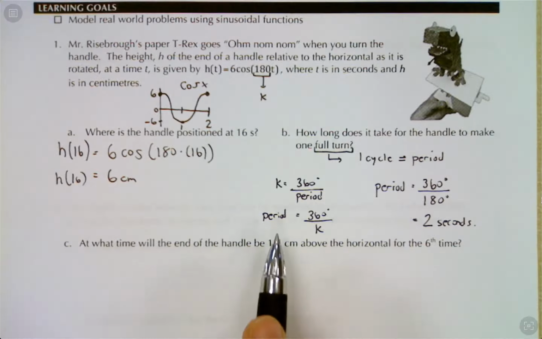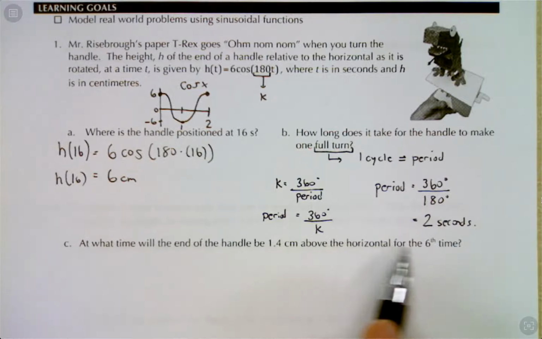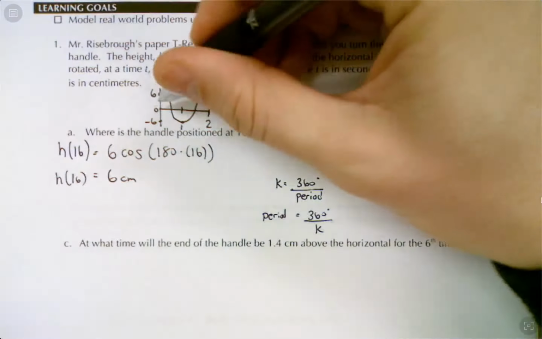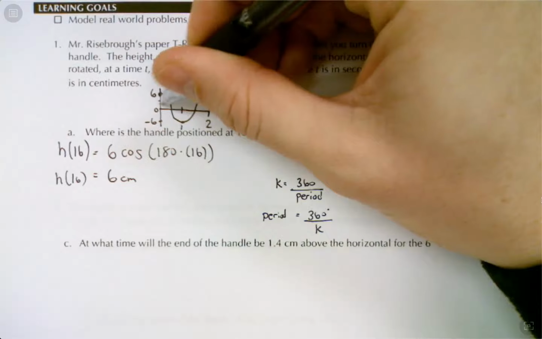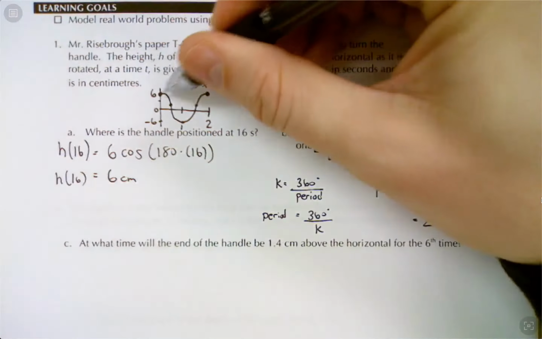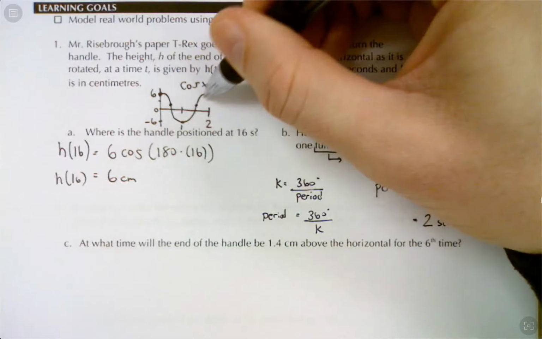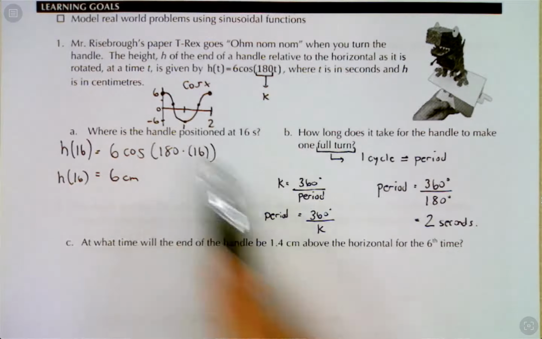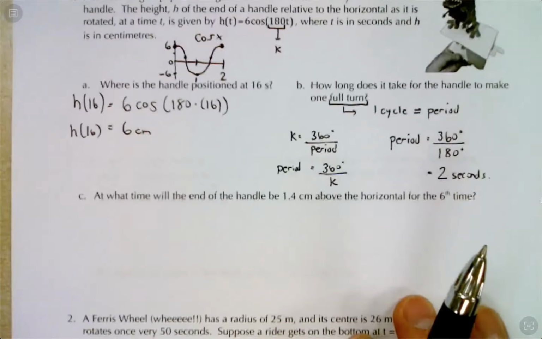Now, 1.4 centimeters above the horizontal for the 6th time. 1.4 would be, well, if 3 is here, 1.4 would be like right here and right here. In the first cycle, we're going to hit it twice. So that means if we want to find where it's the 6th time, we have to repeat this cycle a couple times. So I'm going to draw that down here.